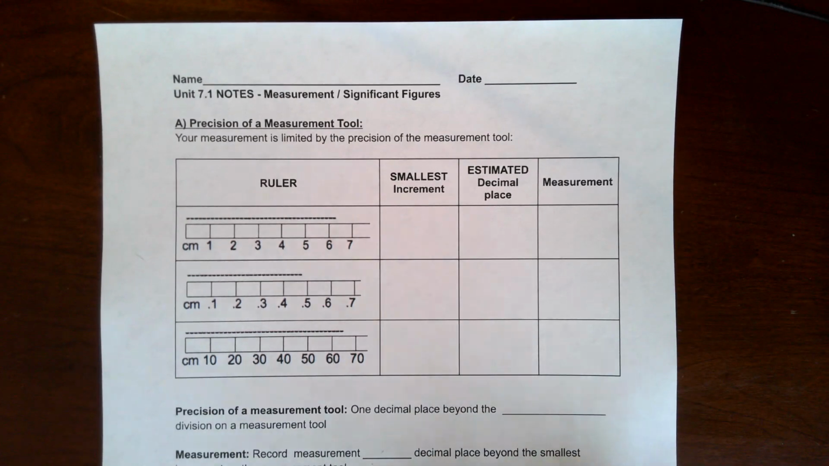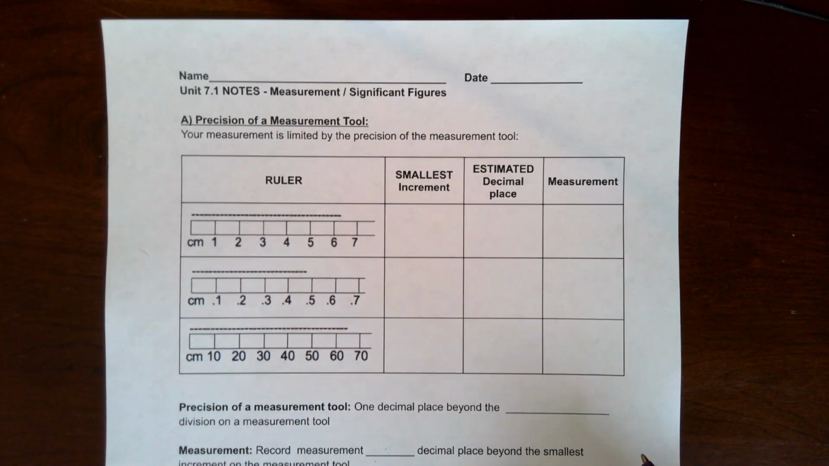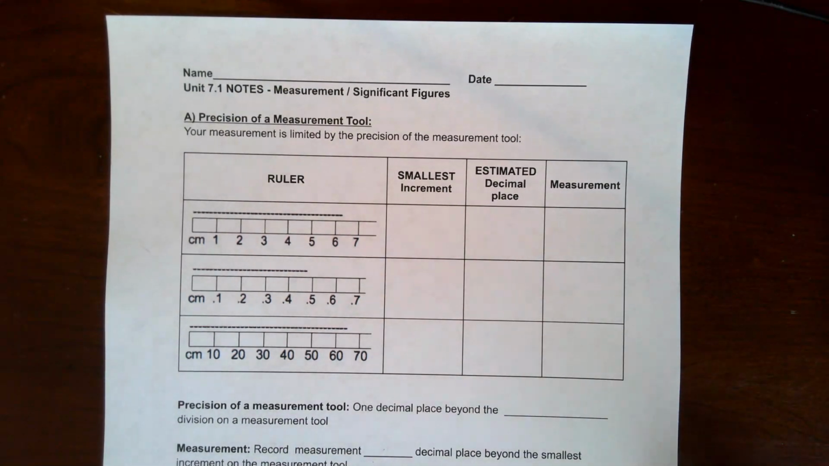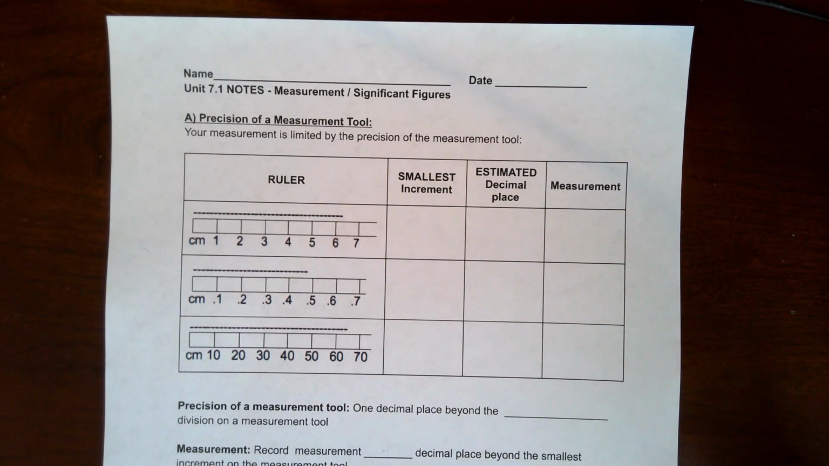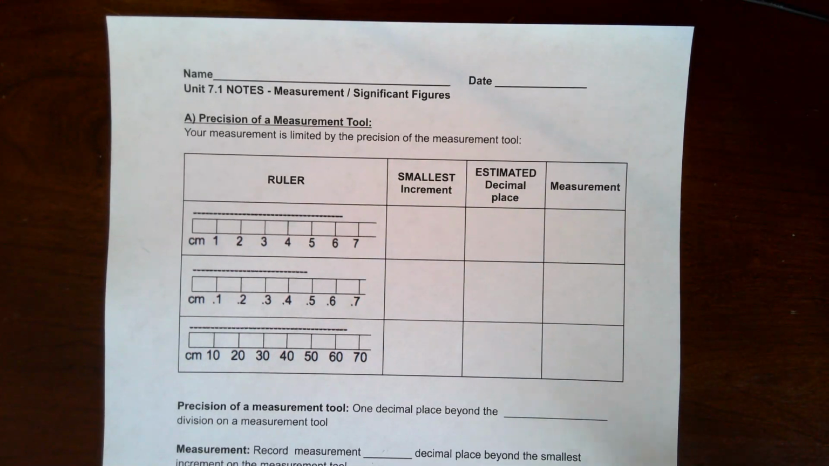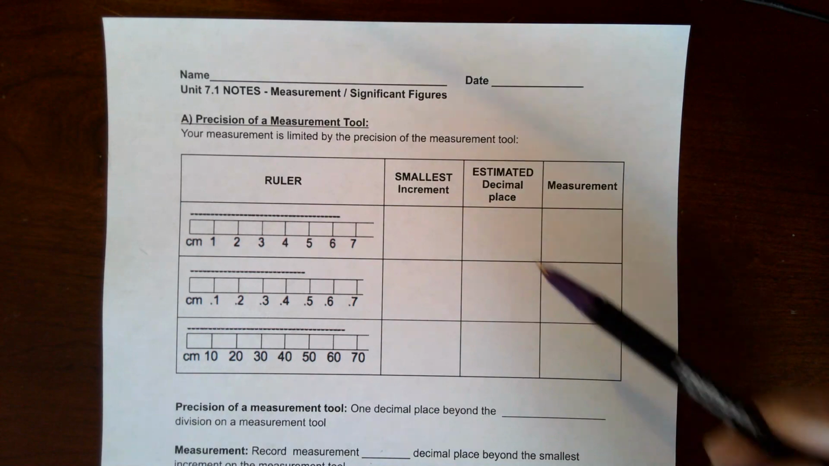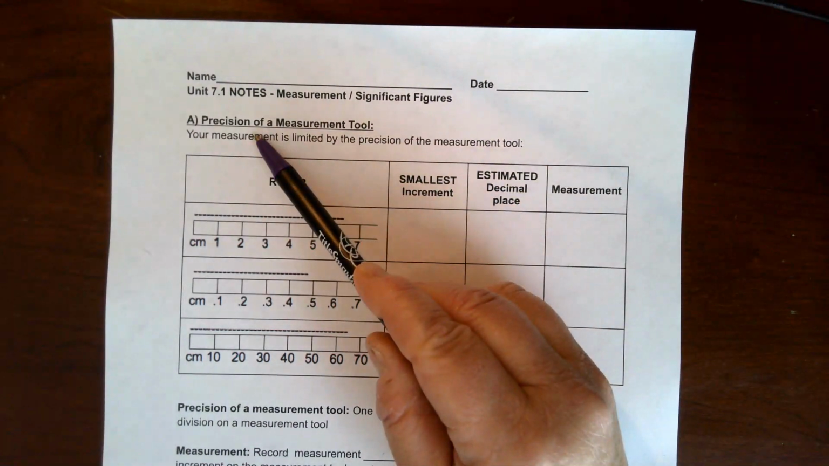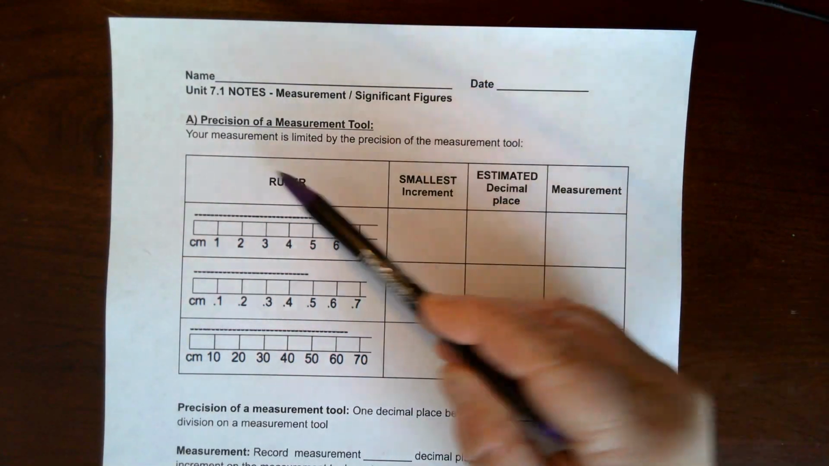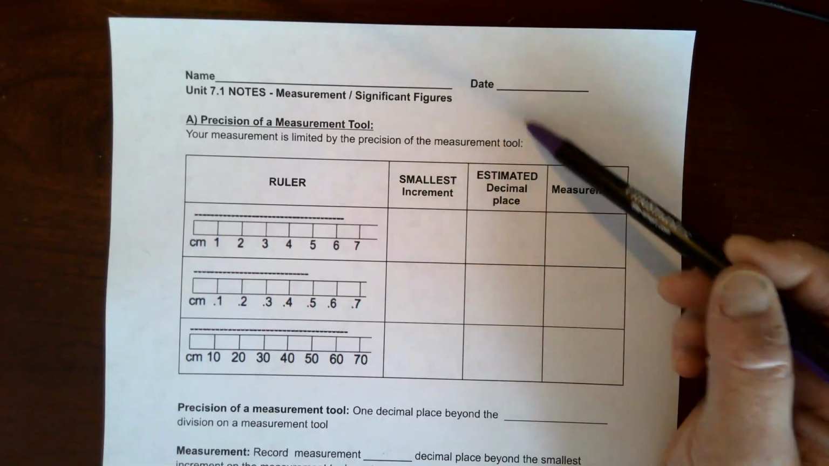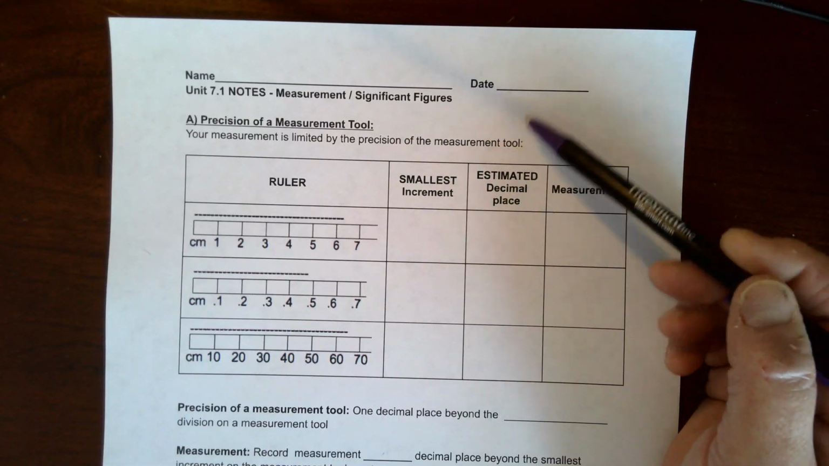In this video lesson, we are going to learn how to take measurements appropriately so that we can convey the quality of our measurement tool. So we're going to start out by talking about our measurement tools, and we're going to talk about what's called precision. Your measurement is limited by the precision of the measurement tool. So what do we mean by that?